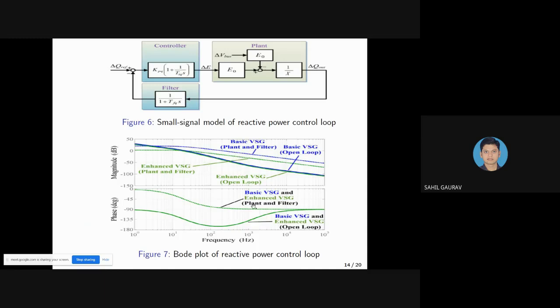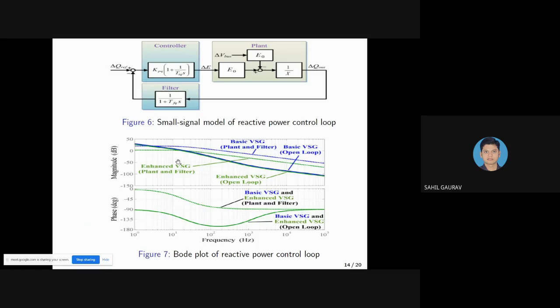If we see magnitude and phase angle, in phase angle there is no difference between the basic VSG and enhanced VSG. Both have the same. If we see the plant and filter, that is the closed loop system, they both have the same phase angle. And in the basic VSG and enhanced VSG in the open loop system, that is where we do not consider the feedback, that is, we do not consider this filter section, this also has the same line, the same diagram.